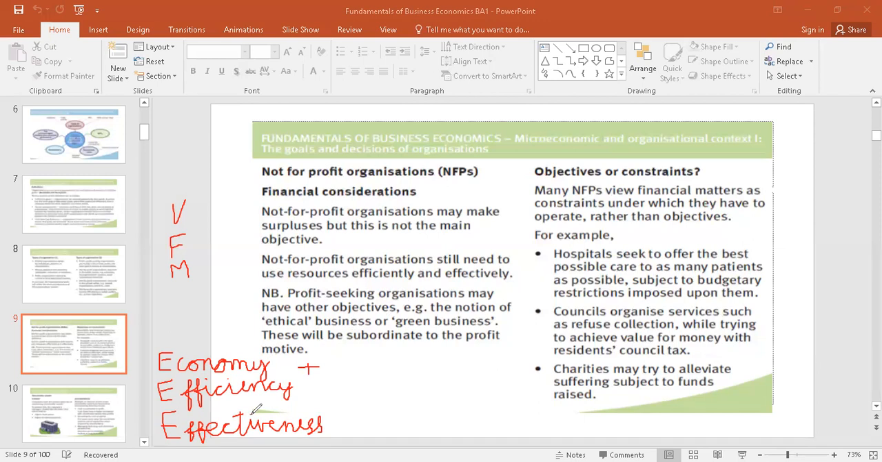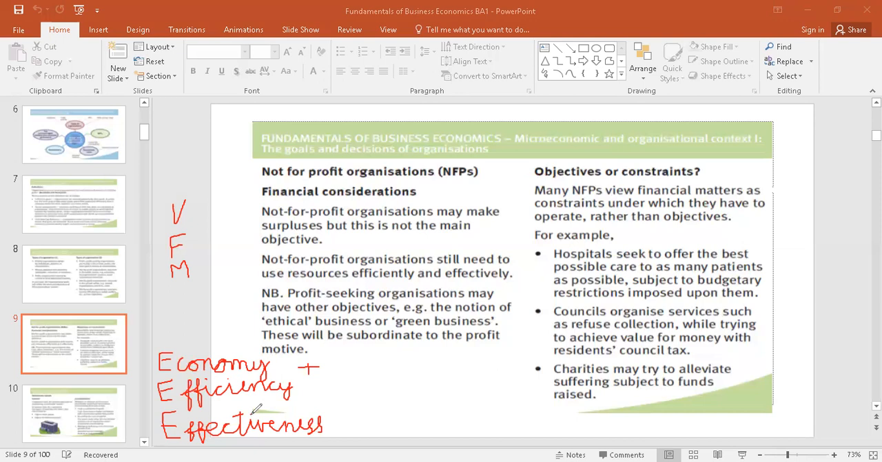A not-for-profit organization may make surpluses, but this is not the main objective. Not-for-profit organizations still need to use resources efficiently and effectively. Which means they have to minimize the cost, the way the costs are spent, and they also have to ensure that they are using these resources efficiently. As much input as is used, to that extent the output should also be generated. Then together, putting an effort to minimize the cost and the output measurement is the effectiveness, whether they are effective or not.